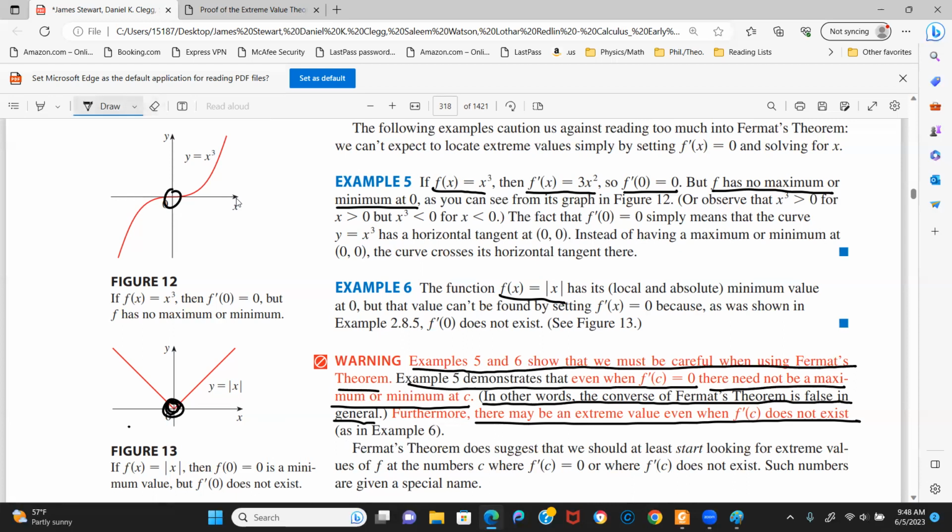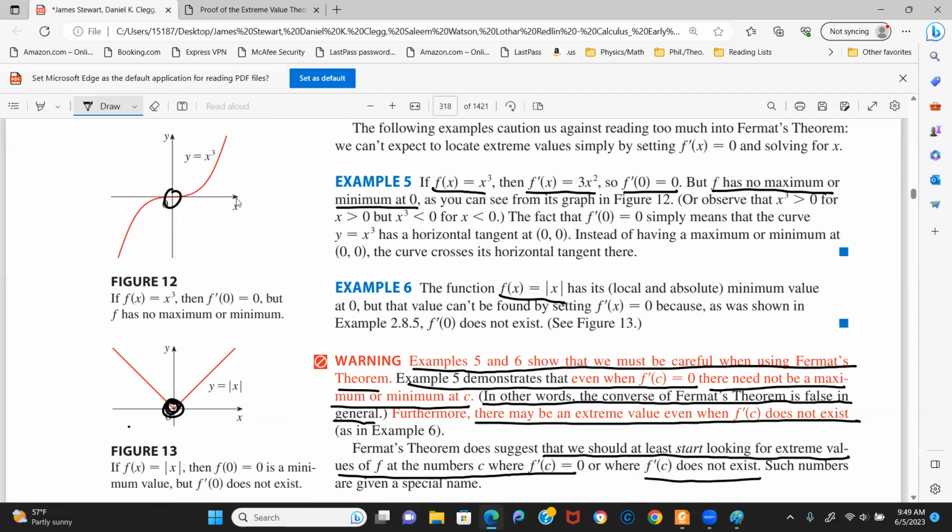So what does Fermat's theorem tell us? Well, it tells us that if we want to find minimums or maximums of a differentiable function, we should at least start looking at the extreme values of f where the derivative is 0, or at least where the derivative doesn't exist.